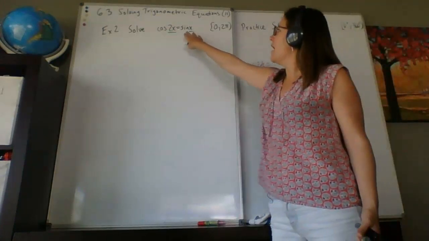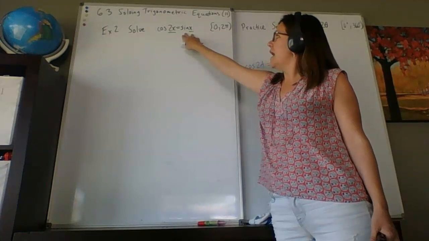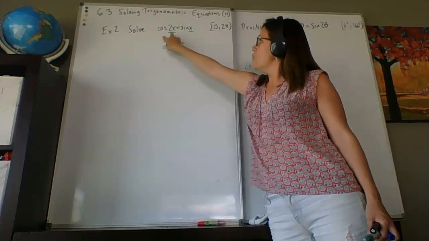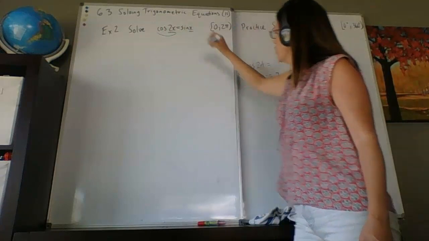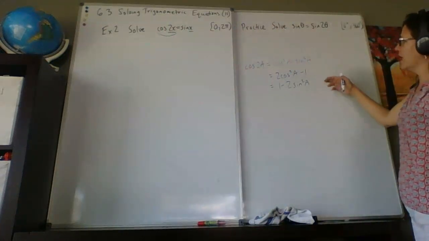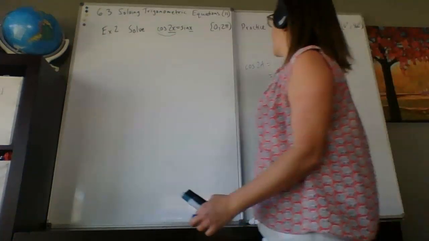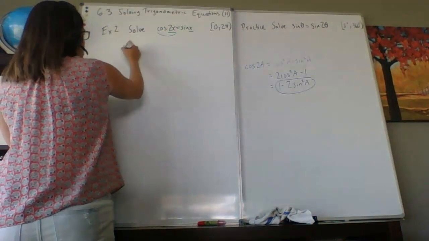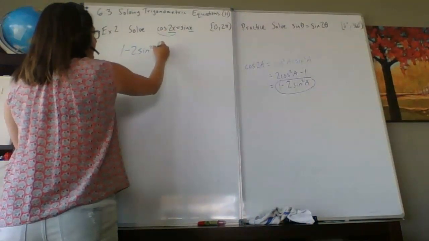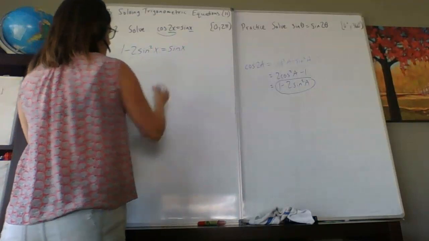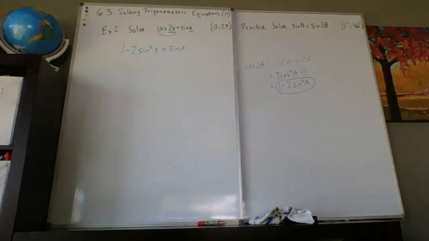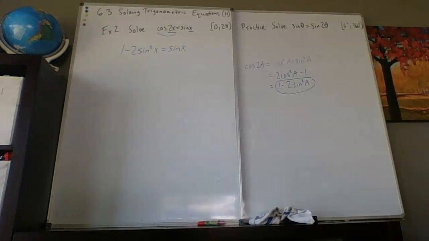Since we have a sine x in our equation, we're going to want to replace cosine of 2x with something that involves sine, and that is this one right here. So wherever we saw that cosine of 2x, we're now going to replace it with 1 minus 2 sine squared x equals sine x. Now, observing this equation, we see there is a sine squared and a sine. So this is quadratic in form. We need to set it equal to 0 to be able to factor it.